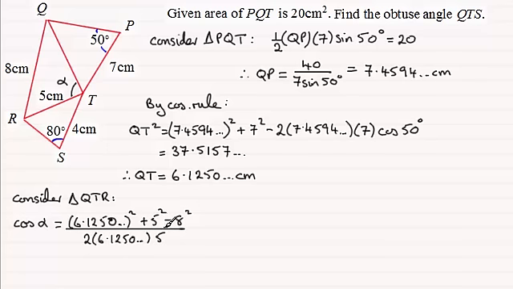And if you work this out, you'll find it comes to a negative value, minus 0.0242 and so on. And to get alpha, we just take the inverse cosine of that. So if you do that, you should find that the angle alpha turns out to be 91.388 and so on, and that's measured in degrees. Now next, I want to think about getting the angle RTS from the triangle RTS. But at the moment, knowing just opposites here, the 5 centimeters and the 80 degrees, I can find this angle over here by using the sine rule. Let me call this angle here, say, theta.